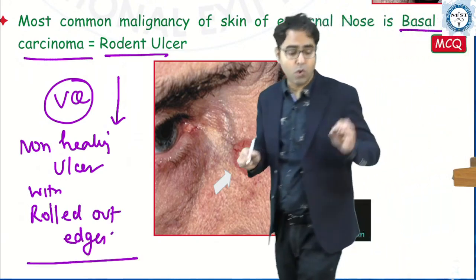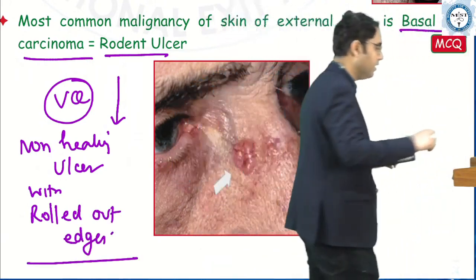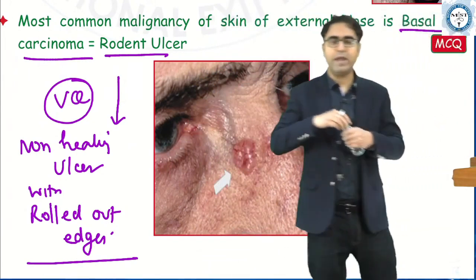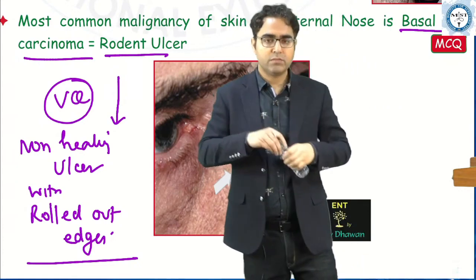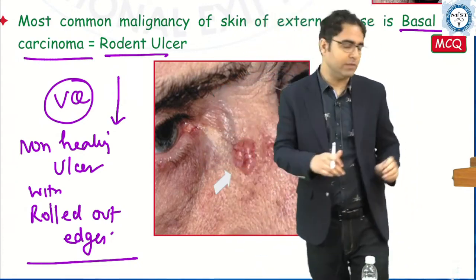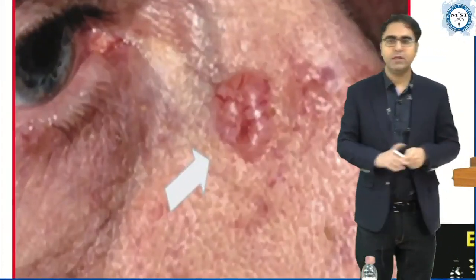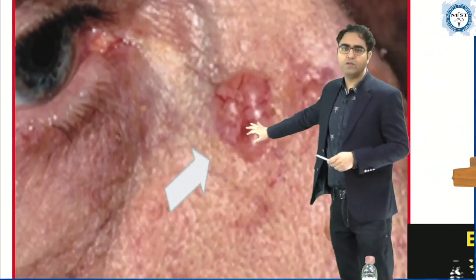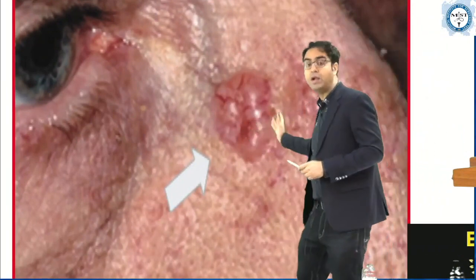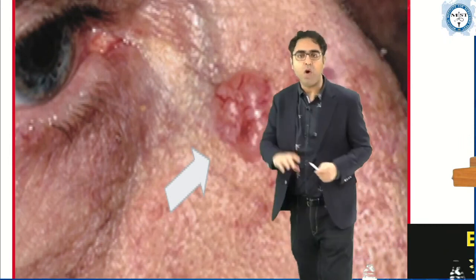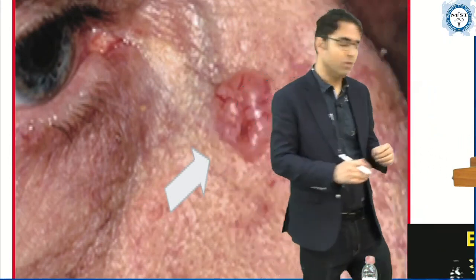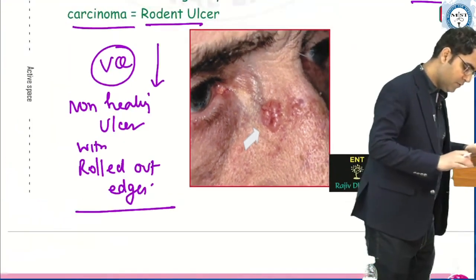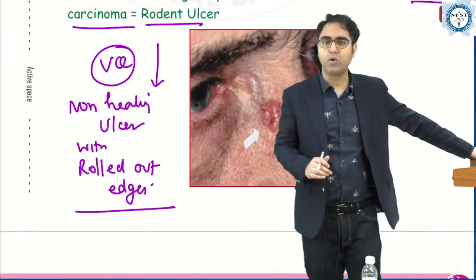Non-healing ulcer with rolled out edges. Can you see there is an ulcer here at the nose and the edges are rolled out? Rolled out edges. Non-healing ulcer with rolled out edges. Okay, fine. Am I clear? Non-healing ulcer with rolled out edges.